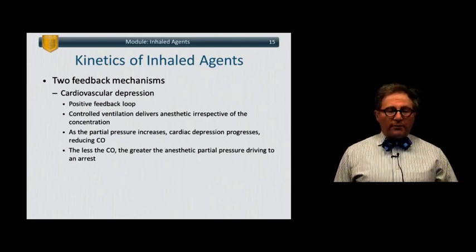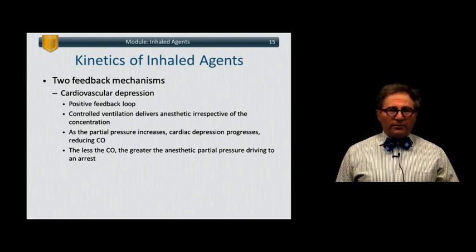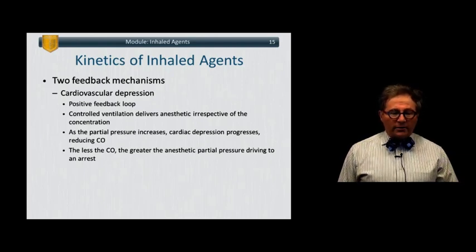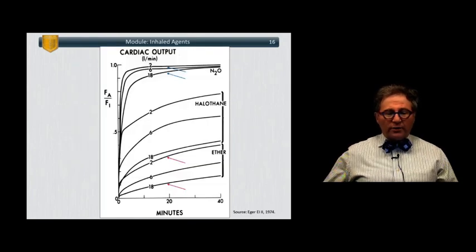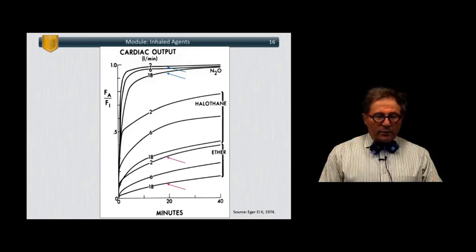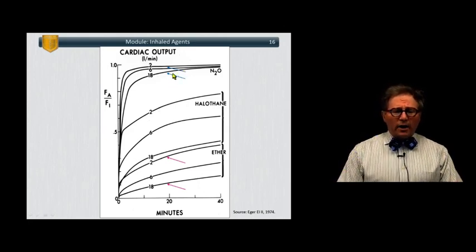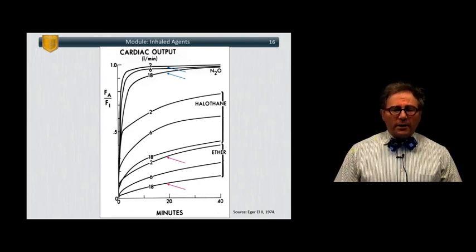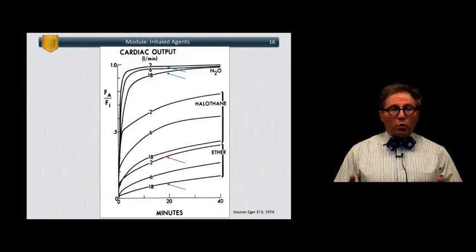And we've already mentioned the cardiovascular depression that will occur with the positive feedback loop of controlled ventilation, and that ultimately may cause a patient to succumb. And here we can see on the stylized wash-in curves from Eger, with a less soluble agent like nitrous oxide, changing the cardiac output from 18 to 2 liters a minute really didn't speed the wash-in of nitrous so that it would be any more dangerous at low cardiac output than high.